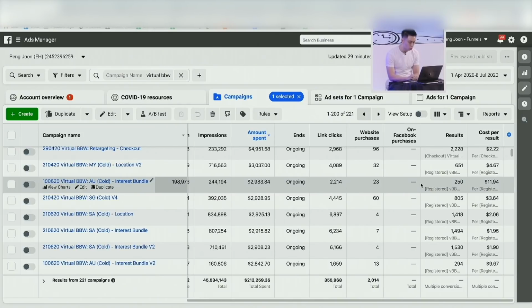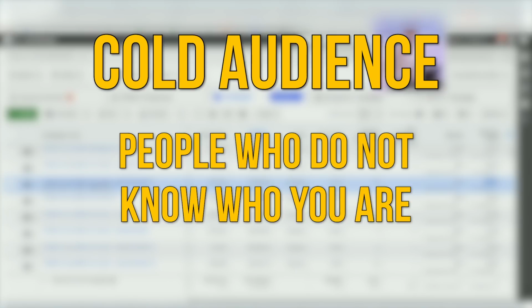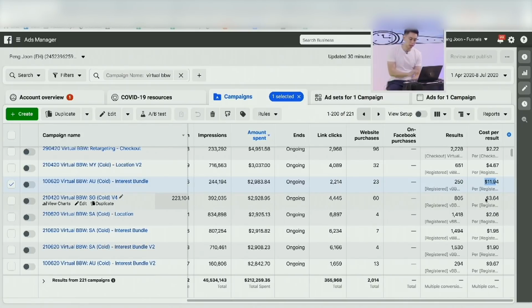So let's say this cold audience. Now, what is a cold audience? You'll notice it says here cold. It's basically people who might not be familiar with me or what it is that I do, and that's a cold audience. So let's take this Australia example.